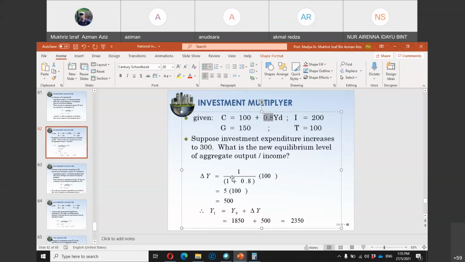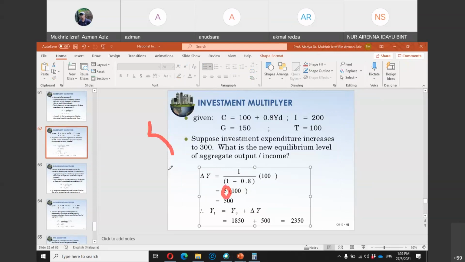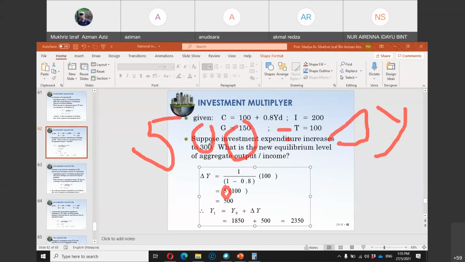When you solve this, the multiplier value is equal to 5: 1 divided by 1 minus 0.8, or 1 divided by 0.2, you get 5. So in this simple example, the multiplier value is 5. When investment increases by 100 ringgit, GDP will change by up to 500 ringgit. So the change in output will be 500 ringgit. 500 ringgit is not the new GDP, it's just the change in GDP. Remember, the formula is in terms of changes, not in terms of the exact value.